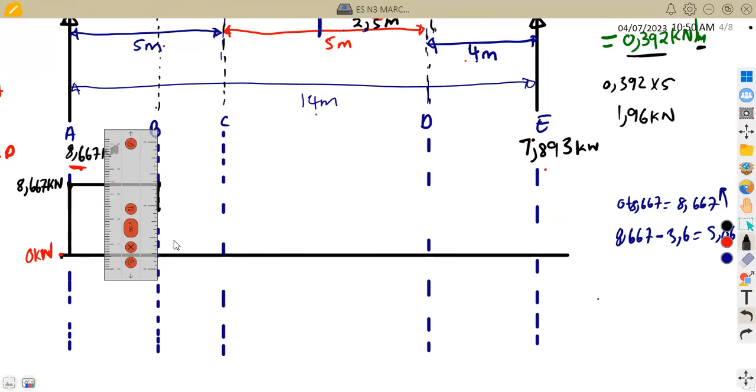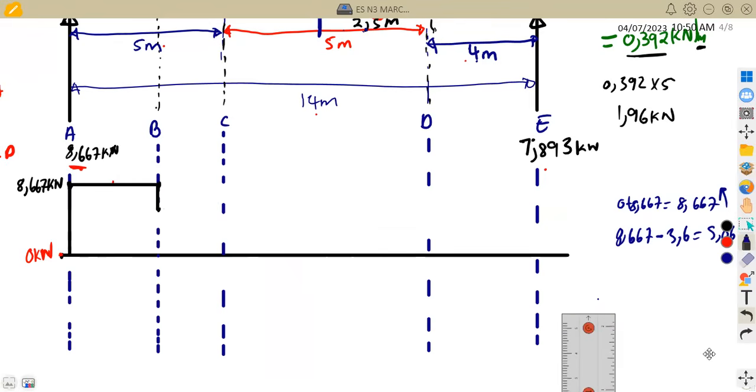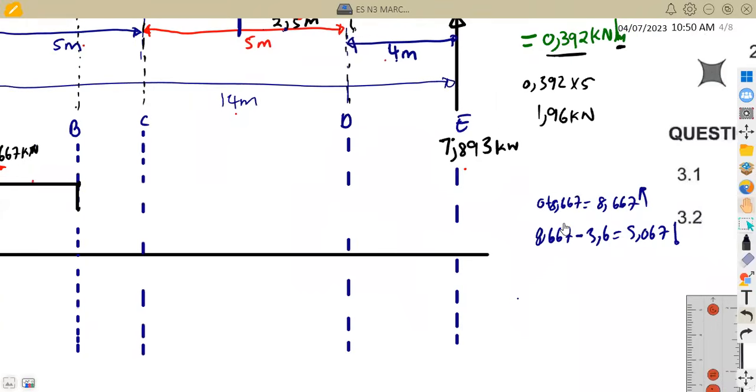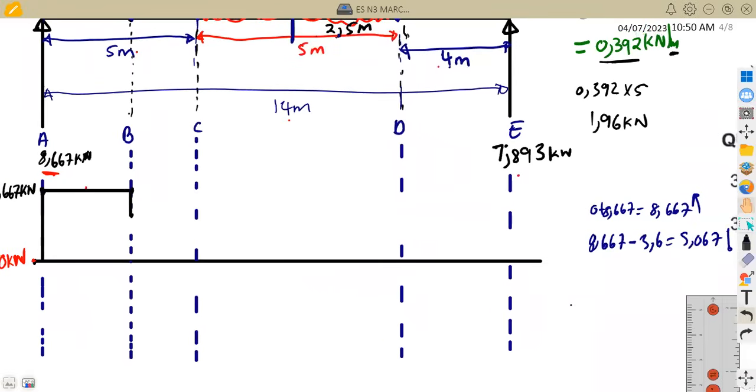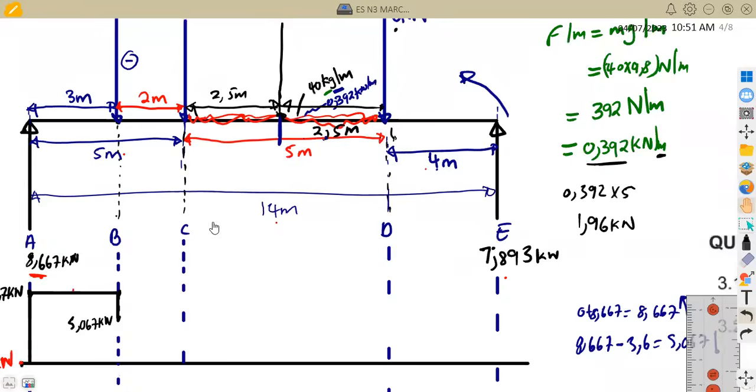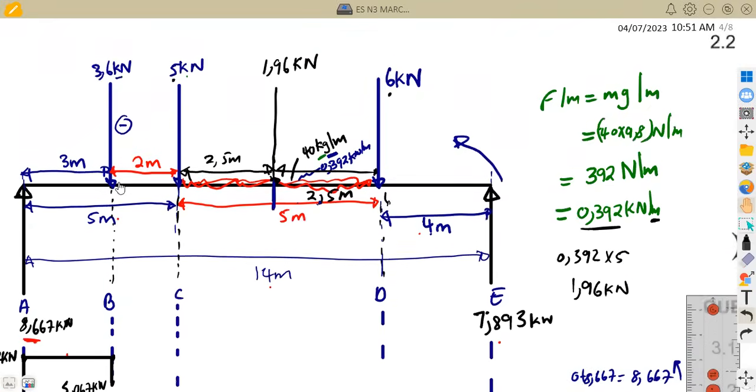All right, so here I'm going to write the points according to the way that I'm given. So we said this is 5.067 kilonewton at this point. Okay, that's at B. Between B and C, what is happening between B and C? Okay, there is nothing, just a free distance of 2 meters.